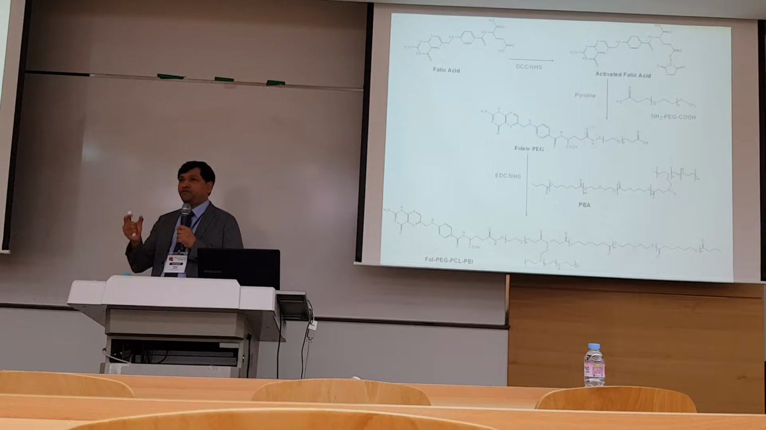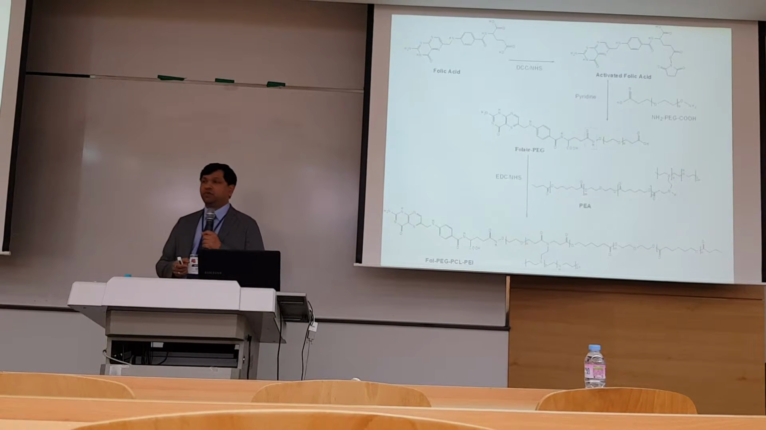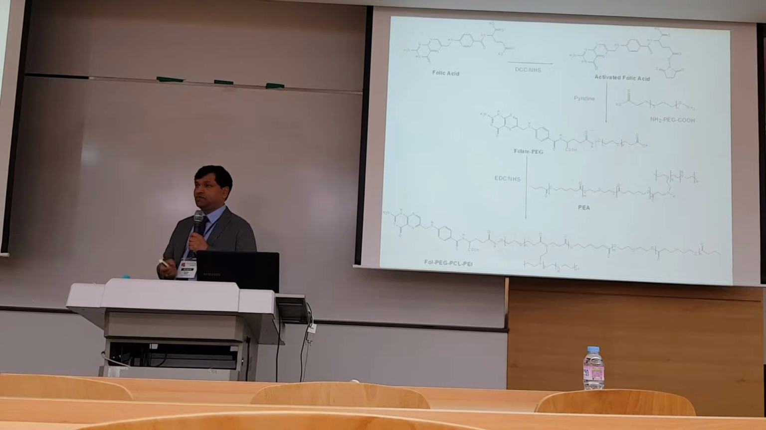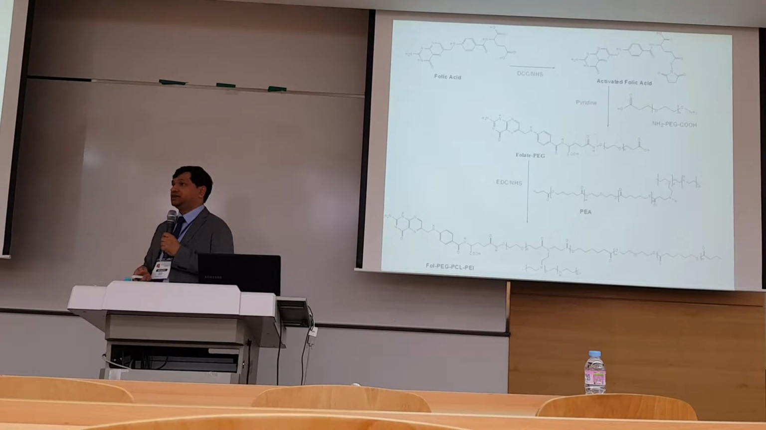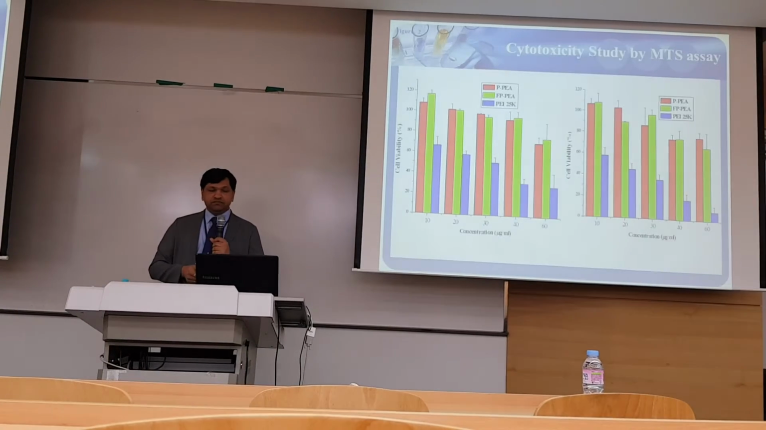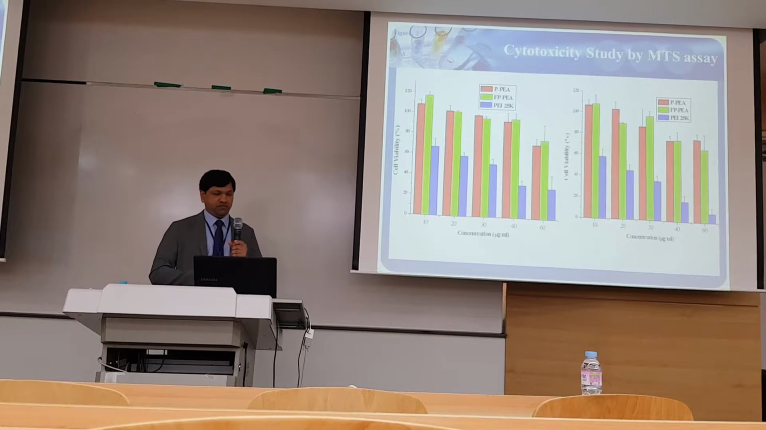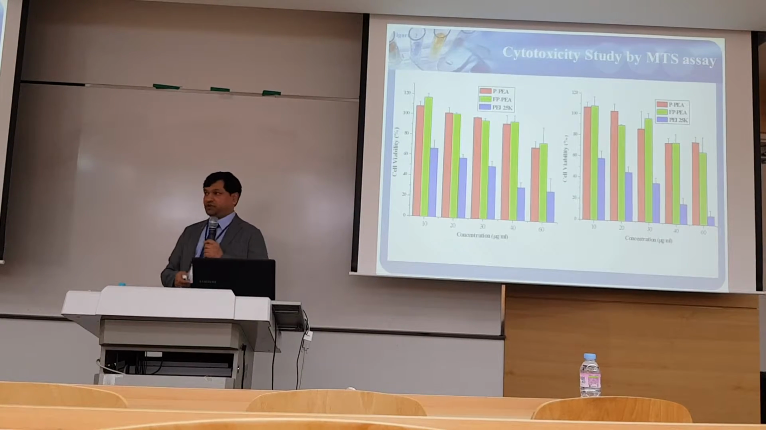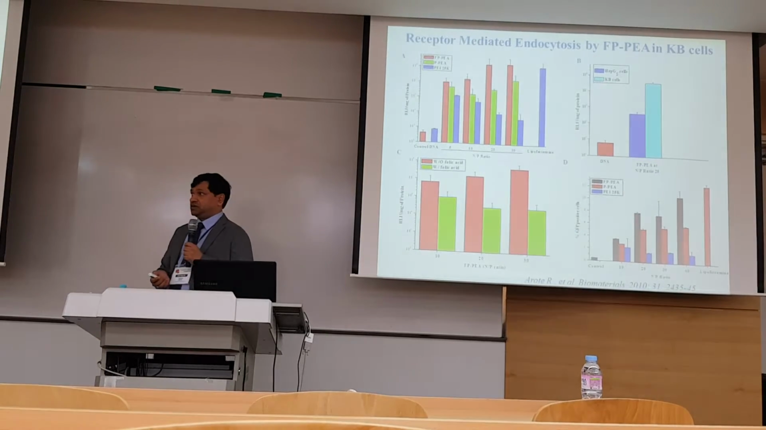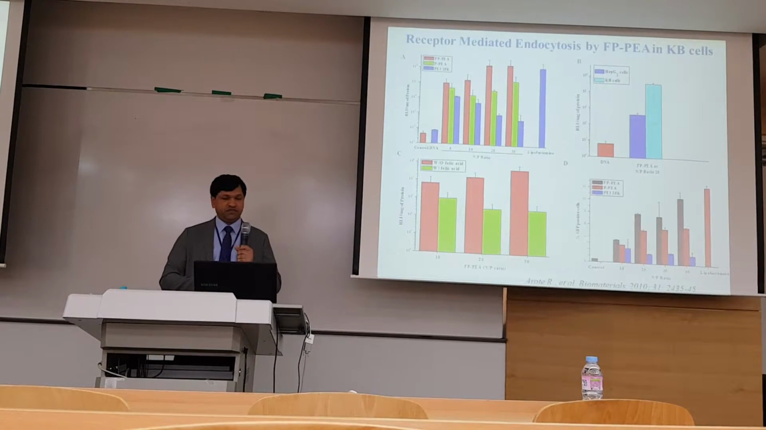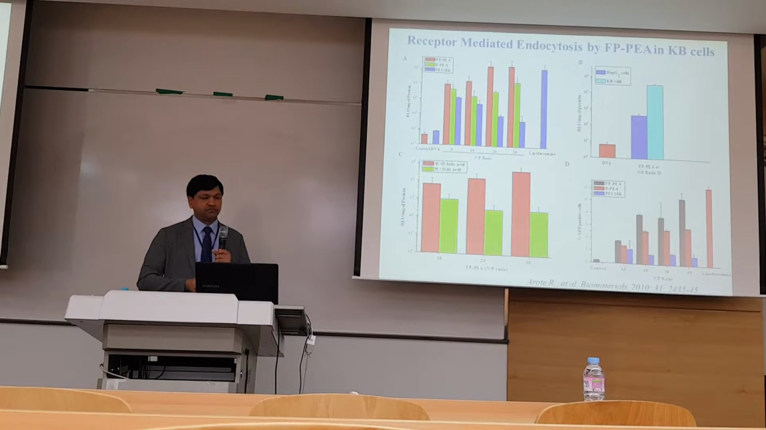Generally, a minimum of 5 to 10 millimole percent of folic acid conjugation is sufficient for targeting folate receptors in cancer. So we checked for toxicity in both the cell lines, and the polymers were non-toxic at high concentrations. Then we checked the transfection efficiency in the case of the HeLa and HepG2 cell lines.